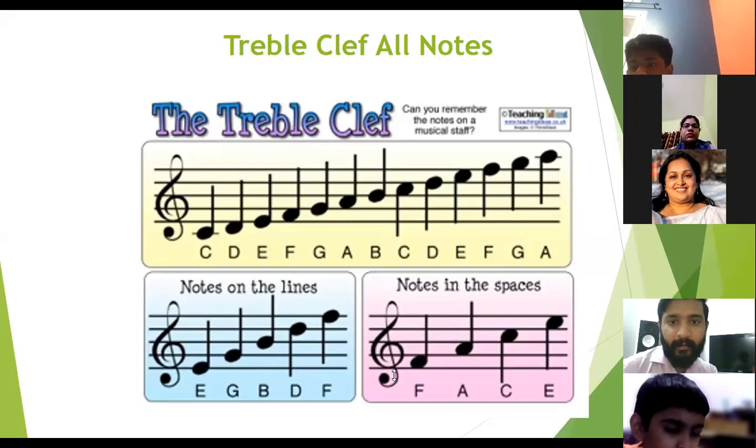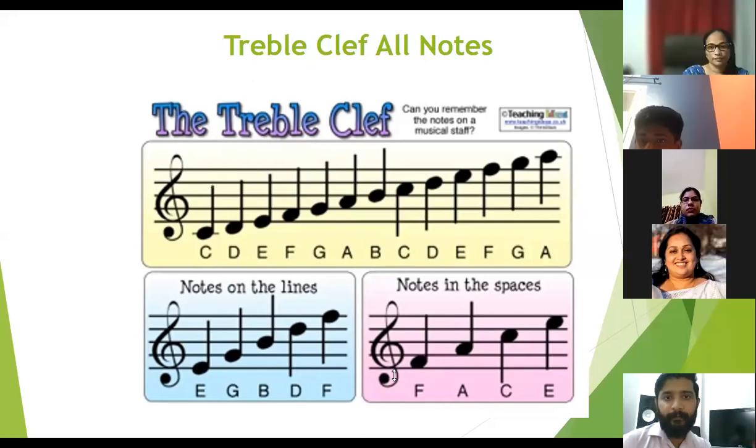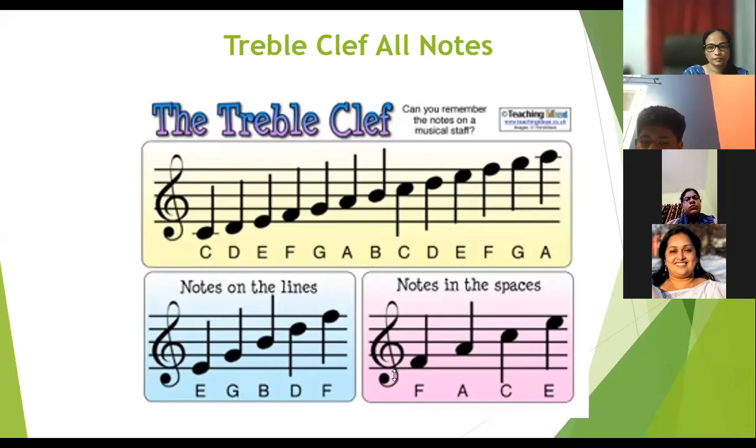How do we differentiate between F and E in the spaces and on the lines? Binu, can you ask the question again? Because F and E come both in the spaces and on the line, so how do we say where it's supposed to come? Your question is because it repeats, right? Yes. Okay.